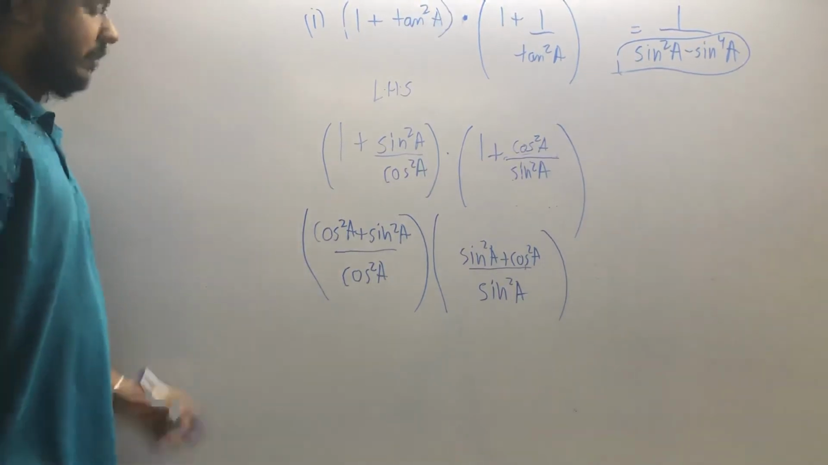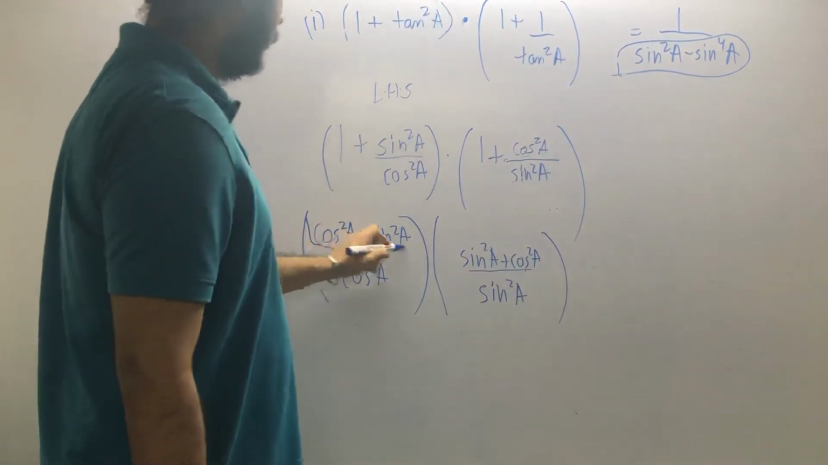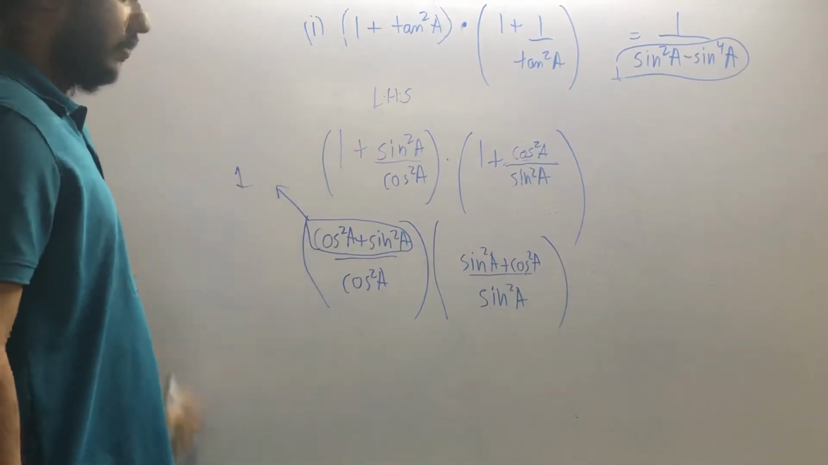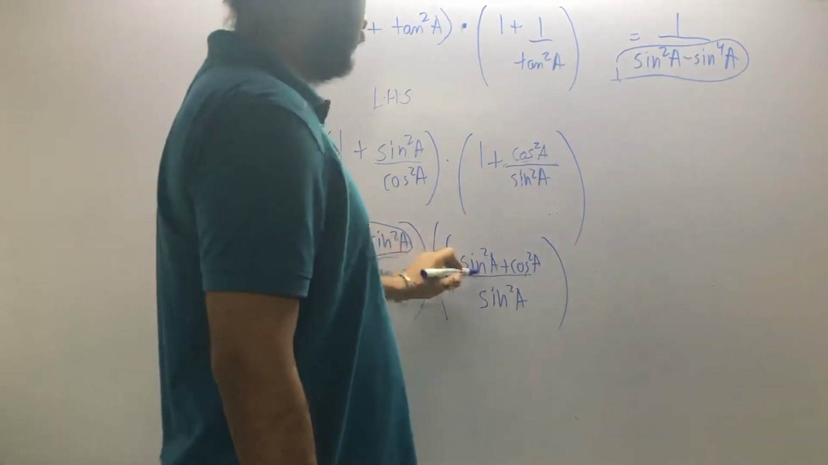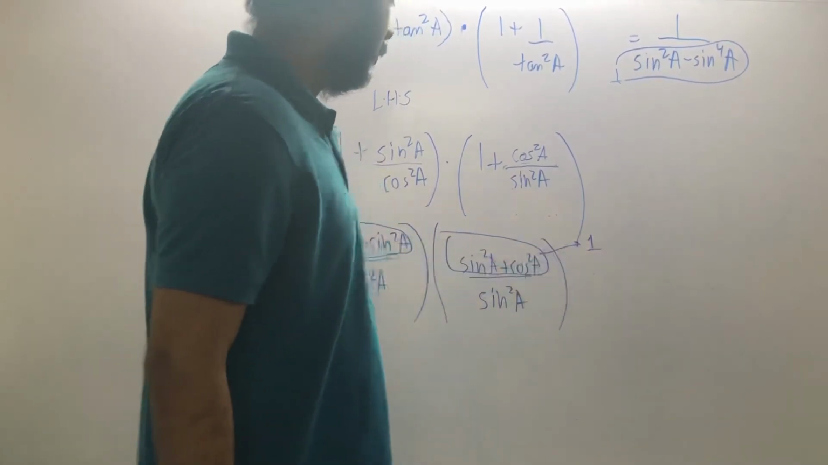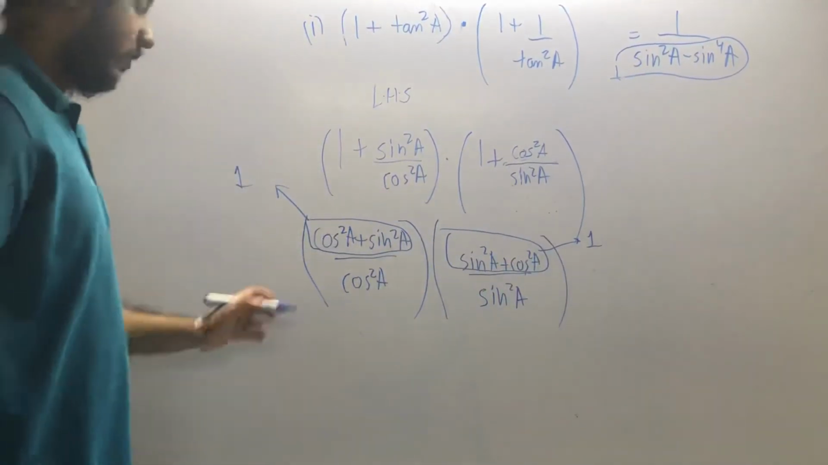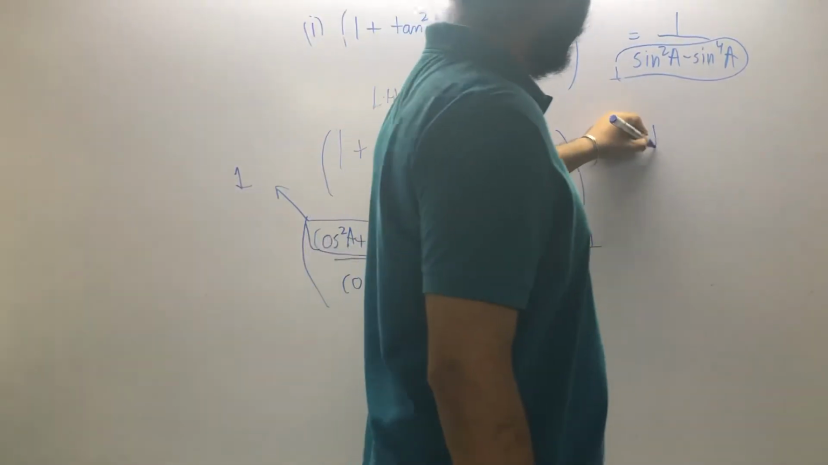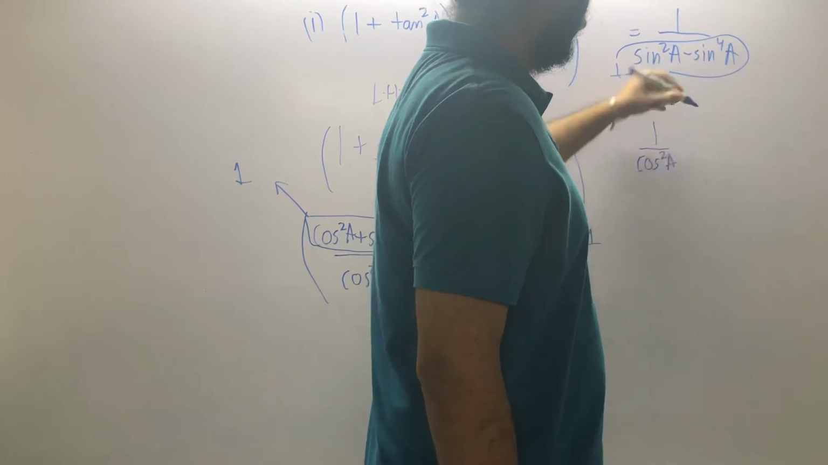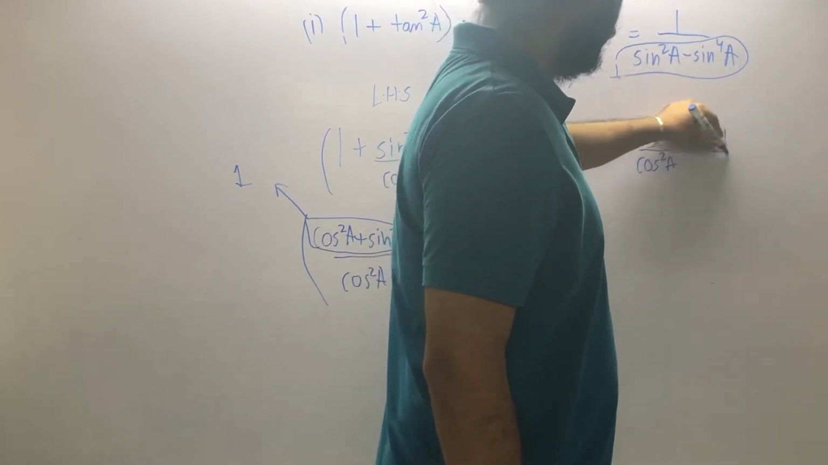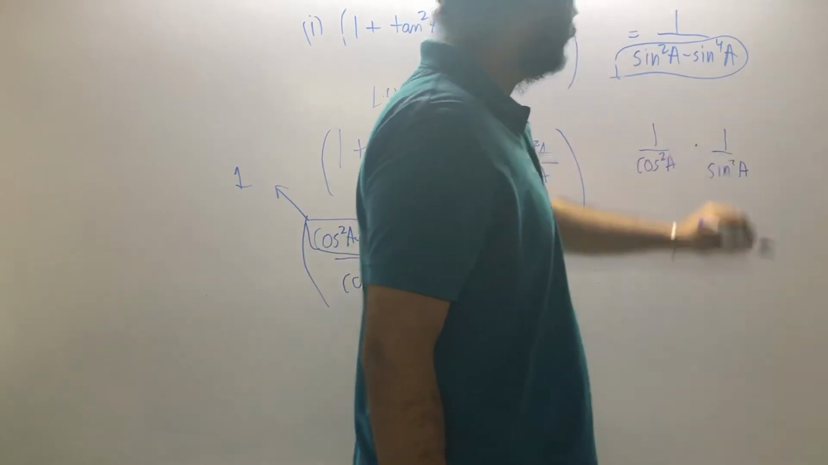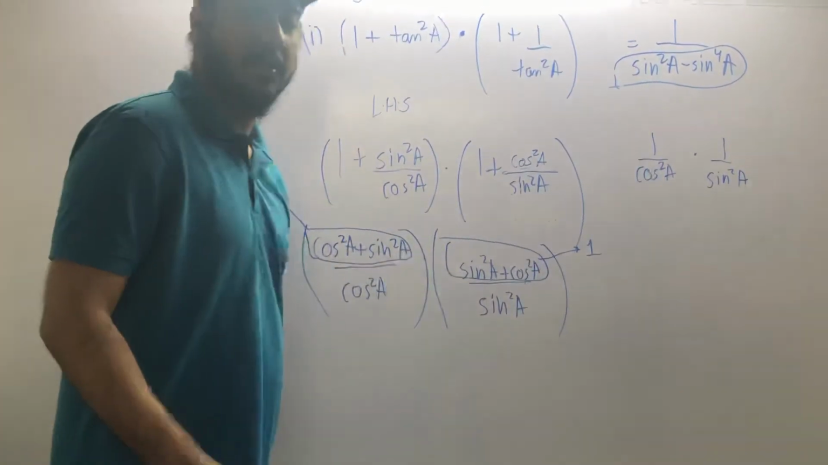Now look carefully here. Now you know sine square a plus cos square a is what? That is 1. Same as this one also. This is also 1. What can you write now? You can write here 1 upon cos square a into 1 upon sine square a. Yes. Okay.